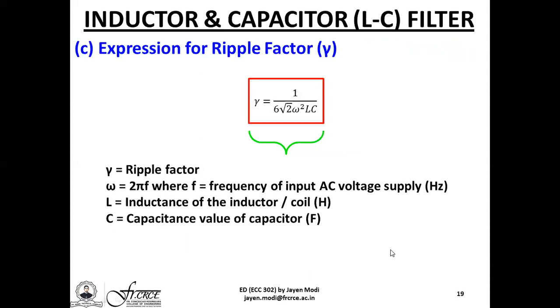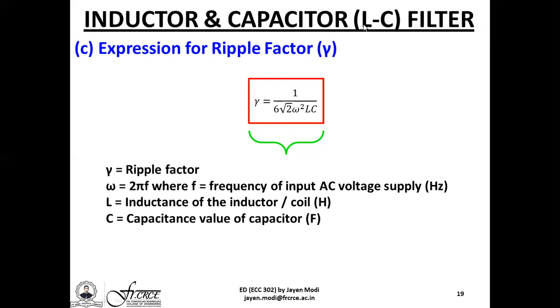The expression for the ripple factor for the LC filter is given by gamma is equal to 1 upon 6 root 2 omega square into L into C. Now, if you observe this equation carefully, there is no mention of the load resistance RL anywhere. This is possibly the biggest advantage of the LC filter because the ripple factor is completely independent of the load. The load does not dictate whether it should be high or low to achieve a good filtering action. The ripple factor is dependent purely upon the filter components, that is L and C.